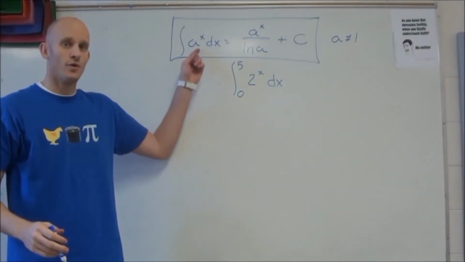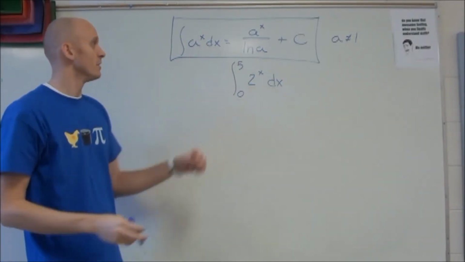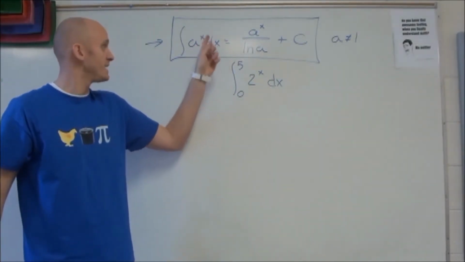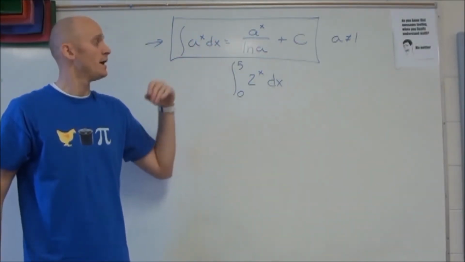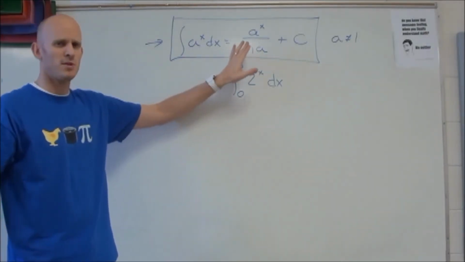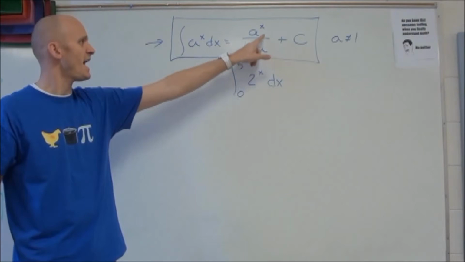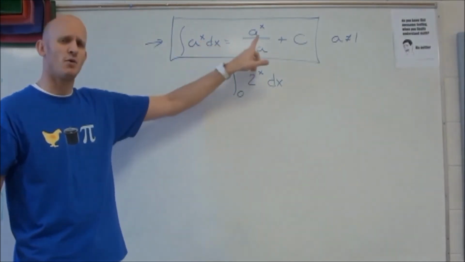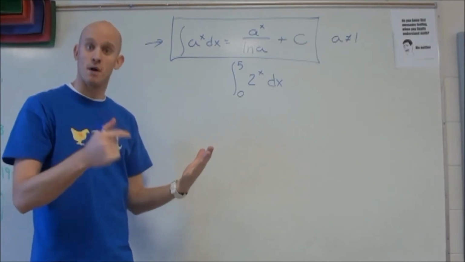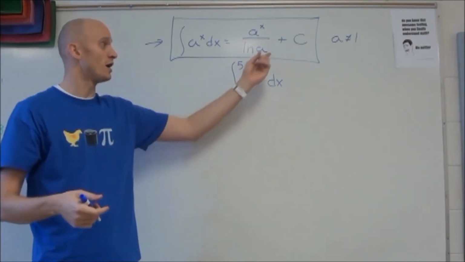For the next example, we're going to use the theorem for the antiderivative of a to the x dx. Using the previous example and the previous theorem, you probably can see where this comes from. If I have a to the x dx and I want the antiderivative, well, the derivative was a to the x multiplied by the natural log of a.